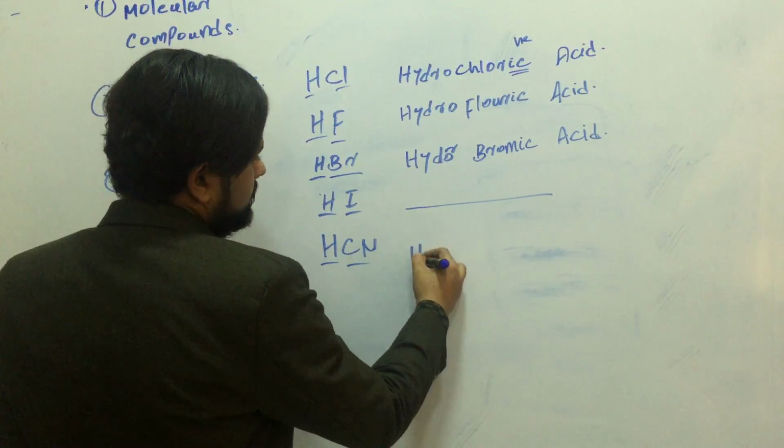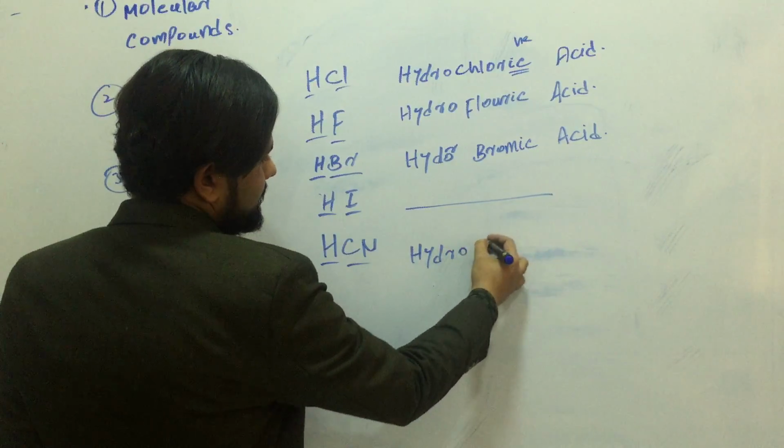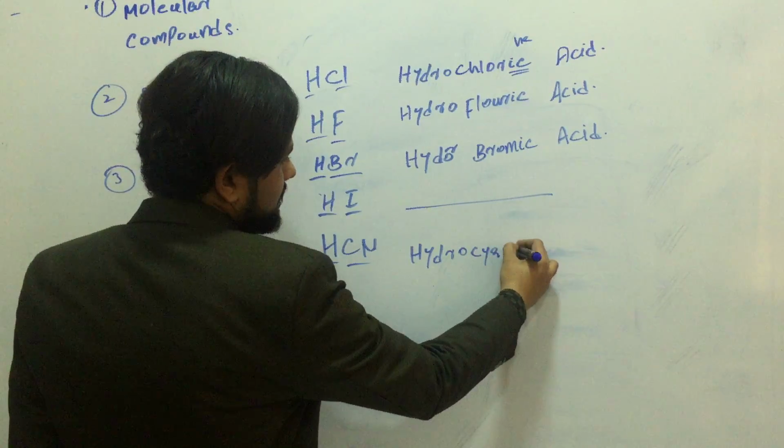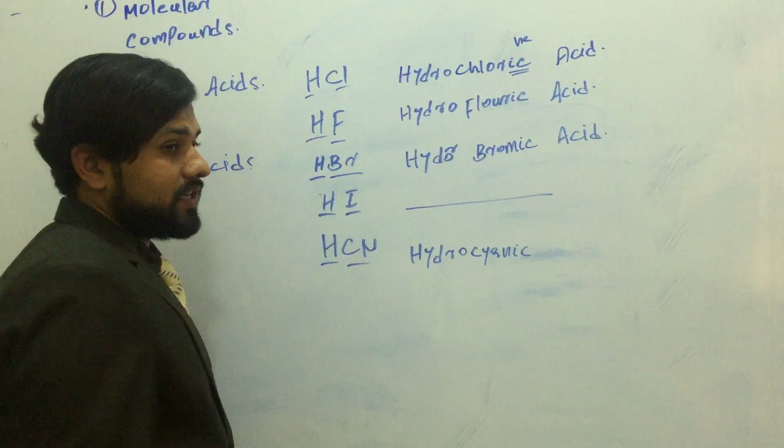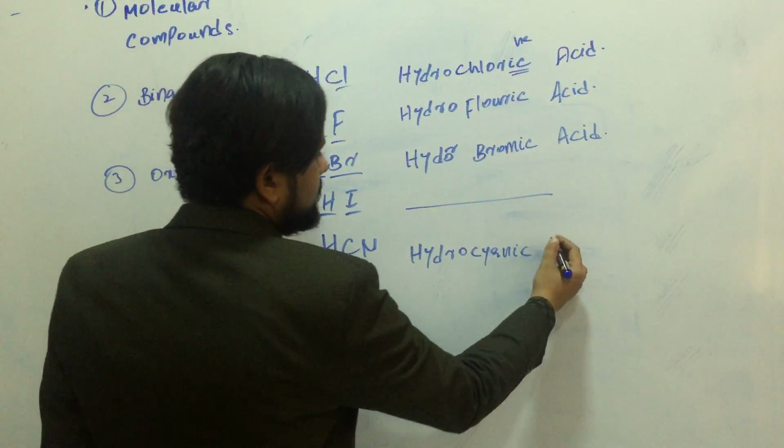HCN, hydrocyanic. Cyanic means because this is the cyanide ion, so hydrocyanic acid.